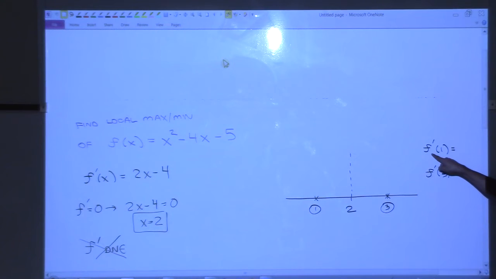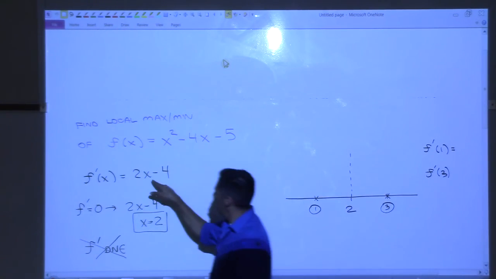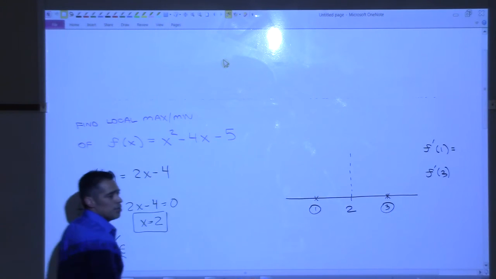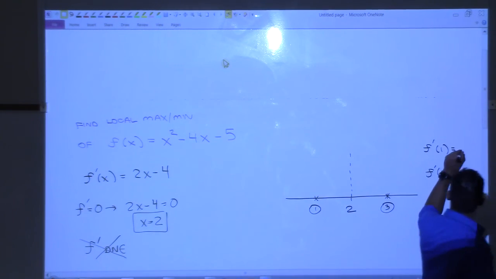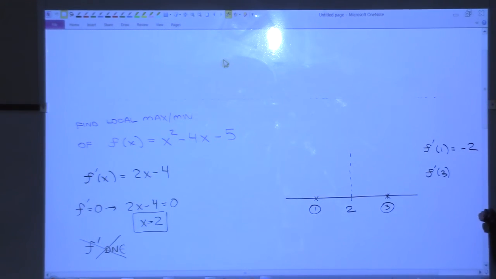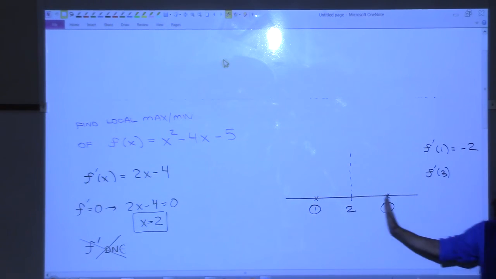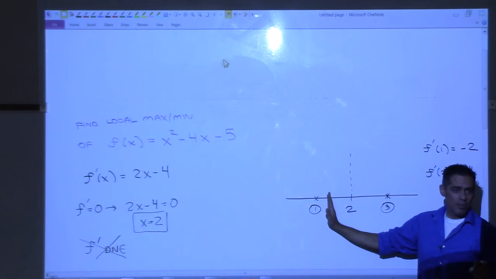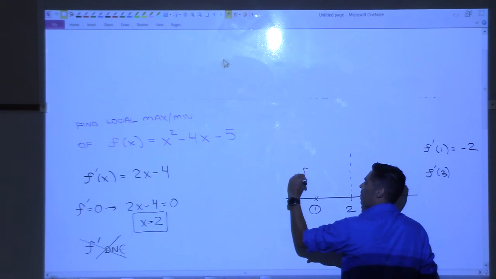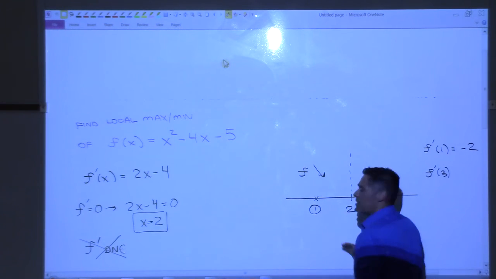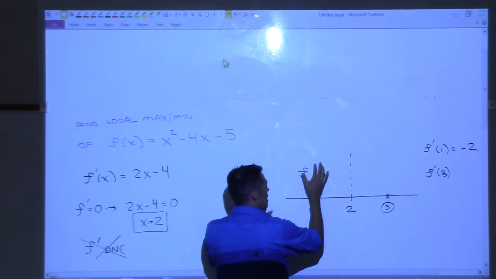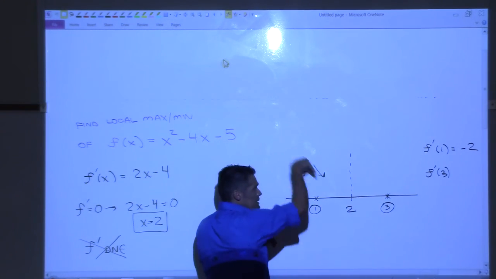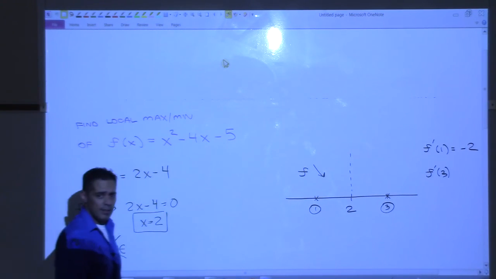So what is the derivative? What is the value of the derivative at 1? So come over here, plug 1 in here. You get negative 2. But all I care about is what? That it's negative, right? It's negative. So that means over here, to the left of 2, the derivative is negative, which means my original function is going which way? Down. So I like to write f with a little arrow like that. So that just tells me, look, to the left of this dotted line, the graph on this side is going down. Make sense?